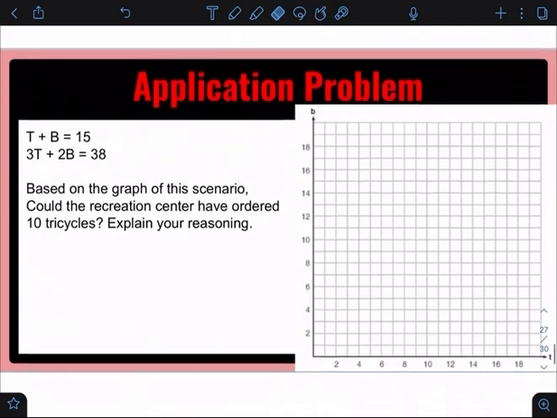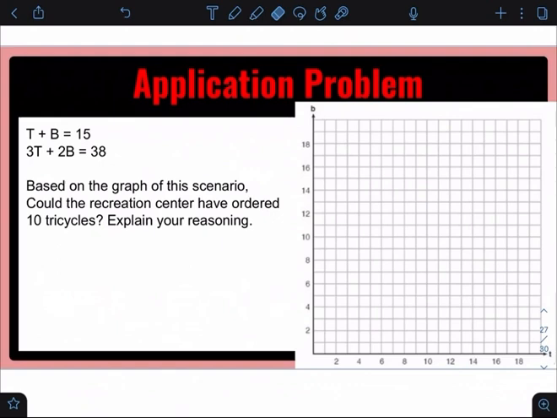An application problem is this problem right here. We already figured out the equation, t plus b equals 15. And then we have the equation 3t plus 2b equals 38. So in order to graph this, we have to decide, do we want to make this t or b equals?